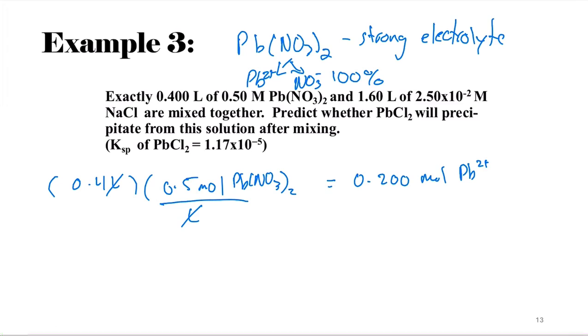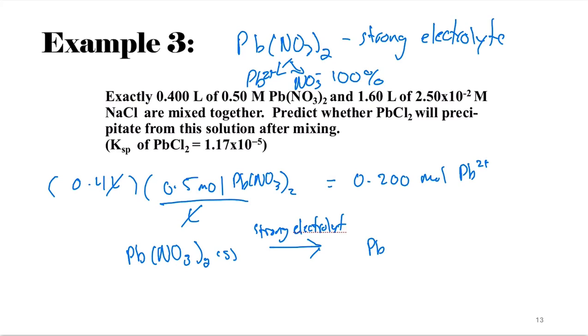So the reason that we get this is because Pb(NO3)2 solid, because it's a strong electrolyte, gives us Pb2+ aqueous plus 2 NO3- aqueous, right? This is the reaction for this dissolving, and for every 1 mole of this we dissolve, we get 1 mole of lead, right? So if we're given this concentration, that's the same concentration of lead ions we get in solution.